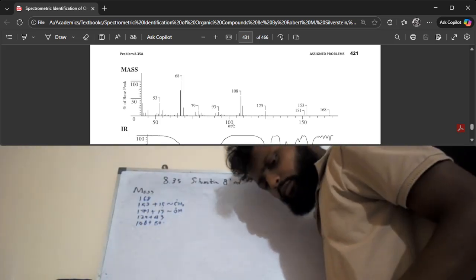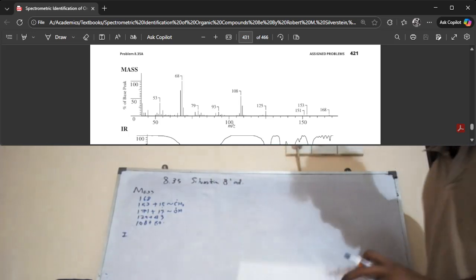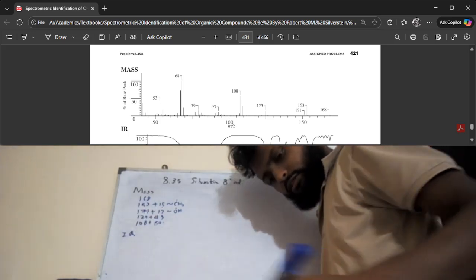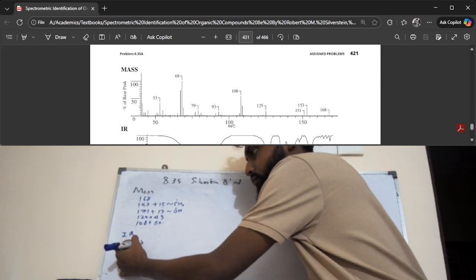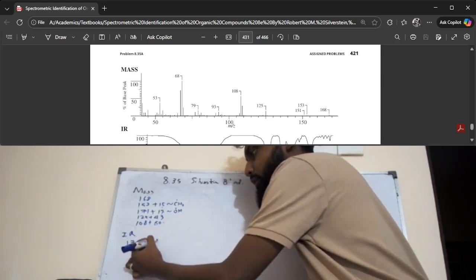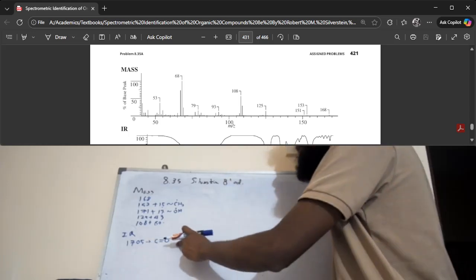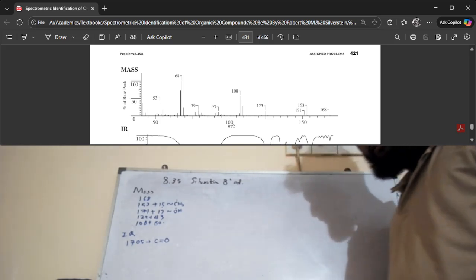Then you have the IR peaks. In the IR, you have a peak at 1705, so that may be a carbon-oxygen double bond. Now that doesn't mean it's a ketone, it could be a carboxylic acid derivative as well. It's just a carbon-oxygen double bond.